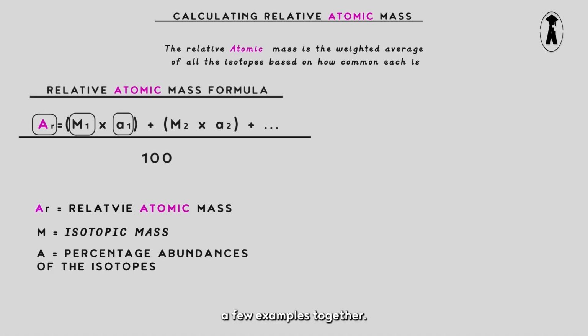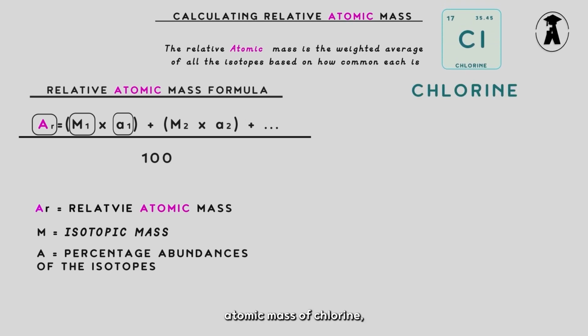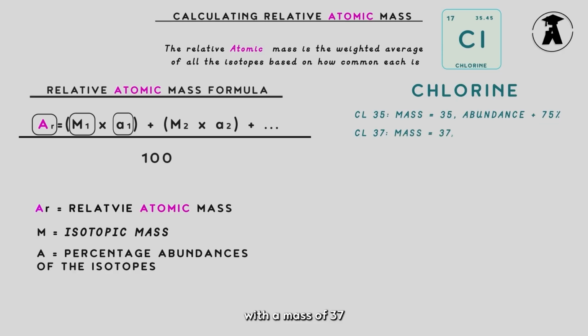Let's go through a few examples together. For our first example, we are going to calculate the relative atomic mass of chlorine. To find the average atomic mass of chlorine, we use the relative atomic mass formula, which takes into account the masses and natural abundances of its isotopes. We will be identifying the isotopes of chlorine. Chlorine-35, with a mass of 35 and an abundance of 75%, and chlorine-37, with a mass of 37 and an abundance of 25%.